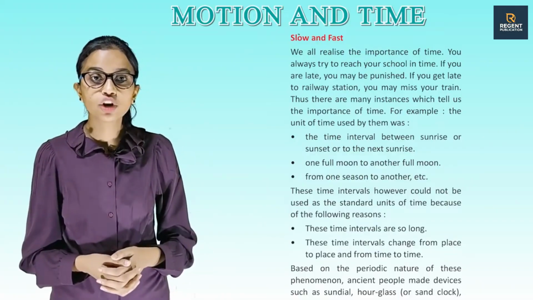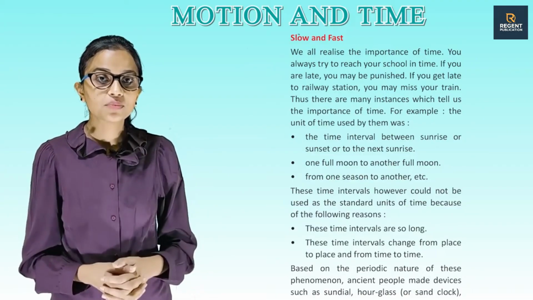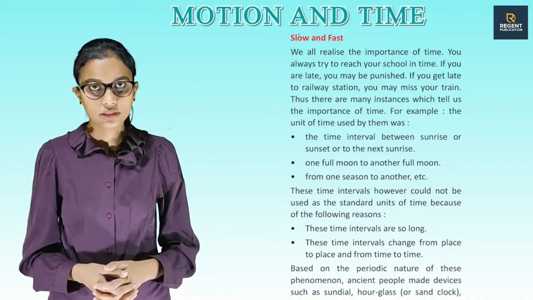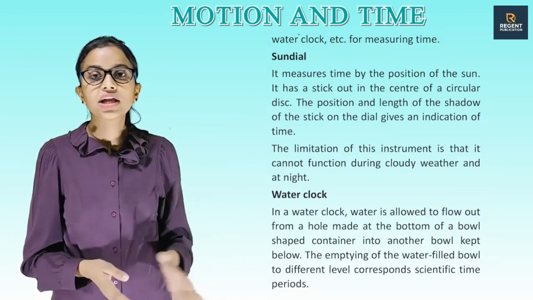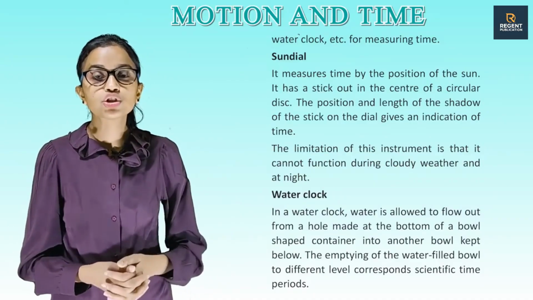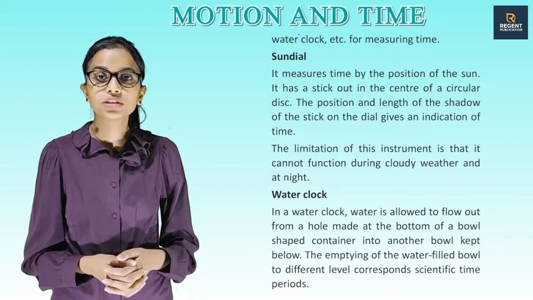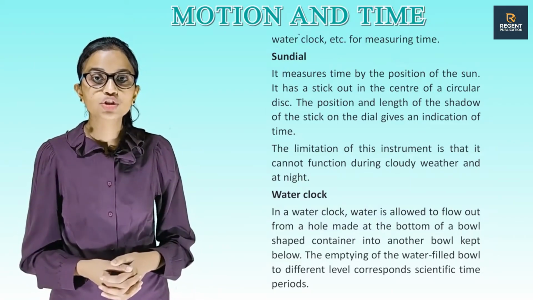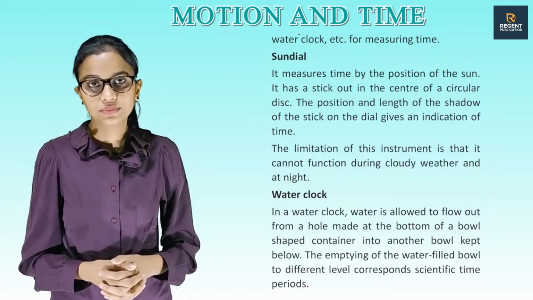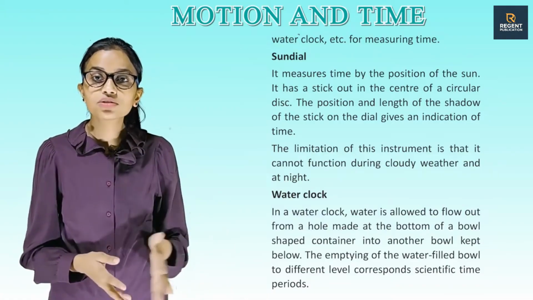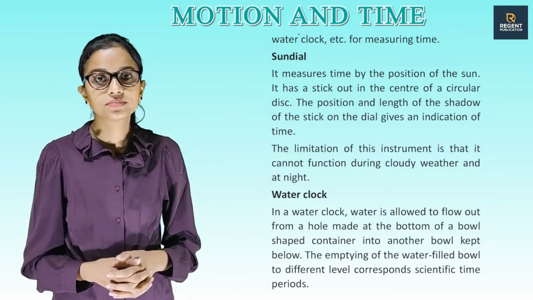Based on the periodic nature of these phenomena, ancient people made devices such as sundial, hourglass or sand clock, water clock, etc. for measuring time. Sundial. It measures time by the position of the sun. It has a stick fixed in the center of a circular disc. The position and length of the shadow of the stick on the dial gives an indication of time. The limitation of this instrument is that it cannot function during cloudy weather and at night.